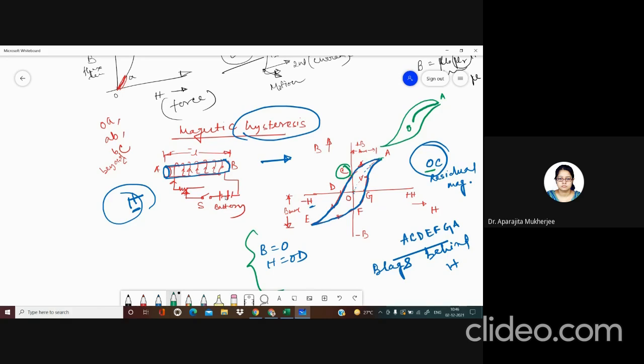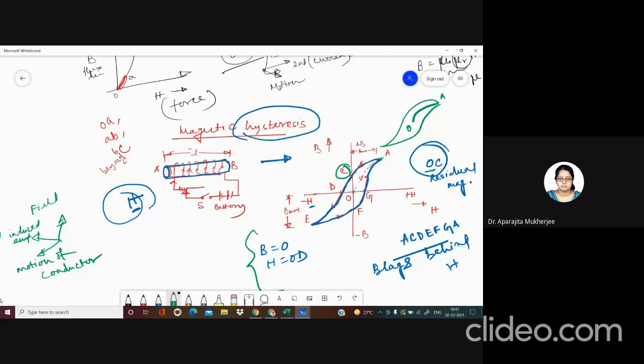That means, again, the first finger will give the direction of field, this will give the direction of induced EMF, and this will give the motion of the conductor. That generates the induced EMF concept and dynamically induced EMF.